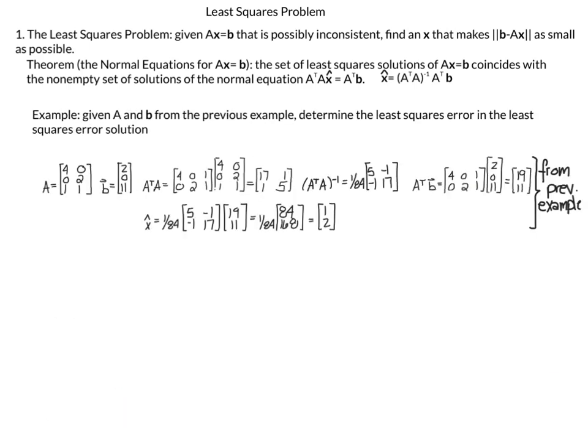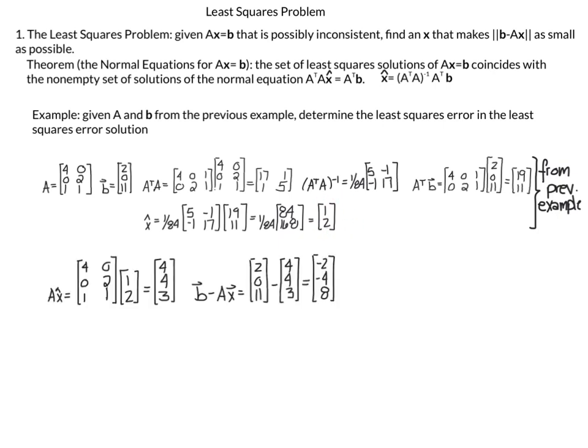The next example is, given A and b from the previous example, determine the least squares error in the least squares solution. So here we have the A and b from our last example. We found the solution x hat is equal to 1, 2. To find the error, we need to find the difference between b and b hat. So we'll start with finding b hat, which is just A times x hat.